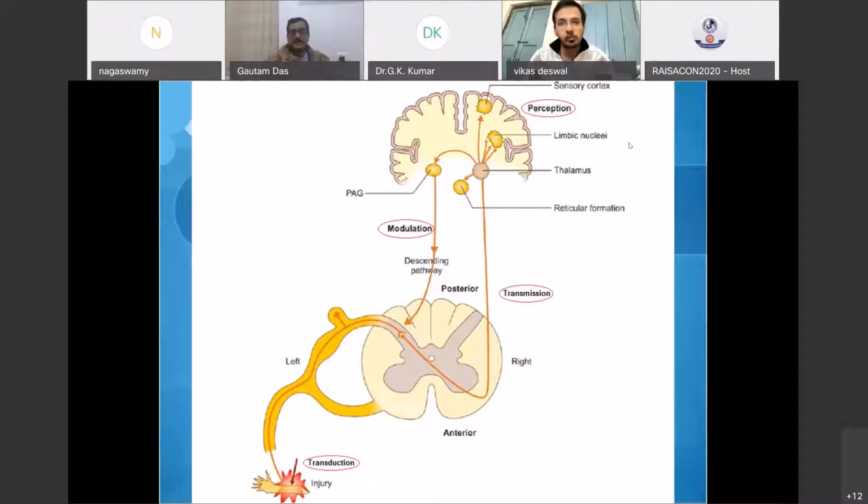What exactly is the transduction process? Transduction means the transformation of energy. 3 kinds of energy are converted into the action potentials of pain. Pain action potentials are basically a form of electrical energy.